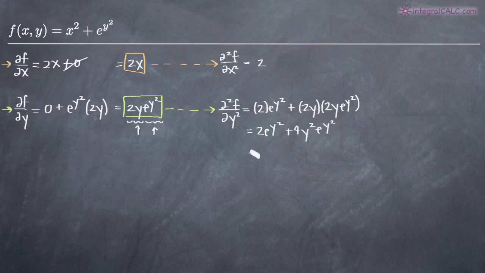And if we wanted to, we could go ahead and factor out a 2e to the y squared, but we don't have to. But we would get 1 plus 2y squared. So either way, both of these are correct, either one, factored or not. So we now have our second order partial derivatives with respect to x and with respect to y. And now all we need to do is calculate the mixed second order partial derivative.